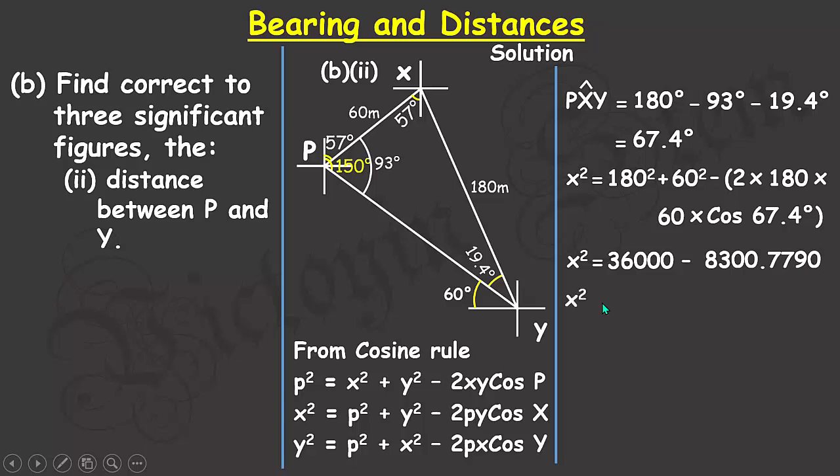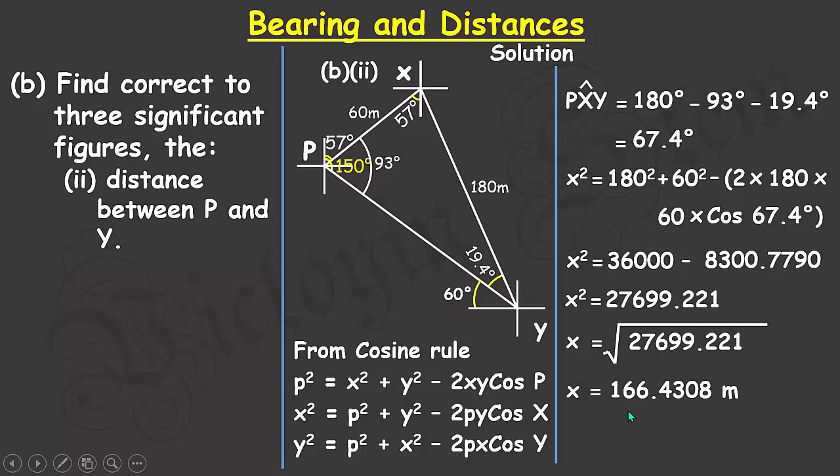8,300.7790. Therefore, x squared equals the difference between these two numbers, which is 27,699.221. x will now be the square root of 27,699.221. If I find that value, it boils down to 166.4308 meters. Now, x is approximately equal to 166 meters because the fourth digit is less than 5, so I'll round it down. So my final answer, which is the length of PY, is equivalent to this x, 166 meters.